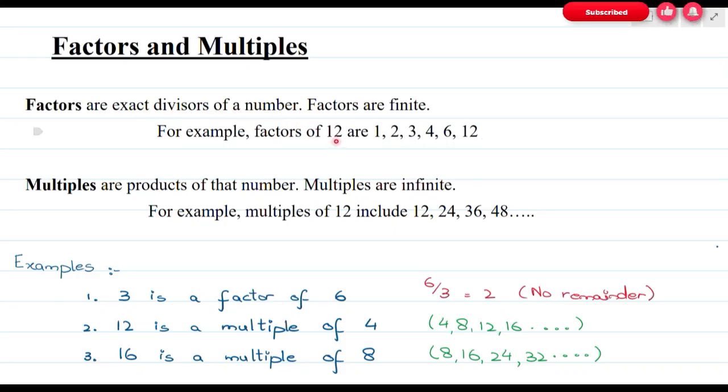So if we are figuring out the factors of 12, the exact divisors of 12 are 1, 2, 3, 4, 6, and 12. So these are finite. The factors are always finite.